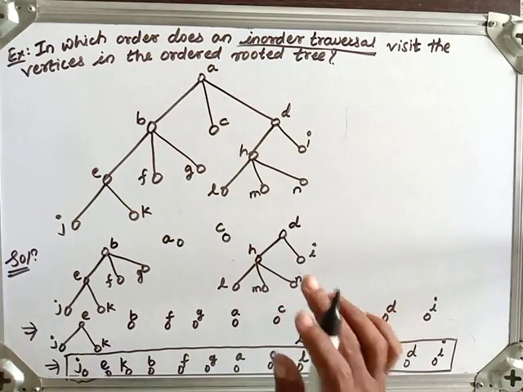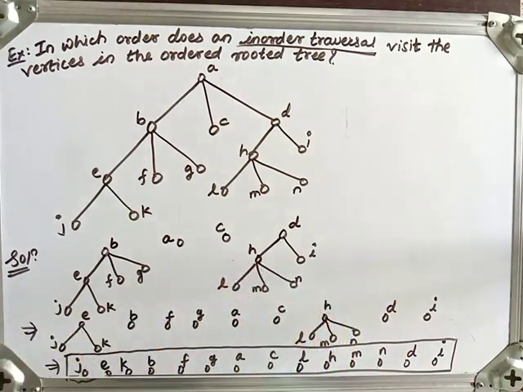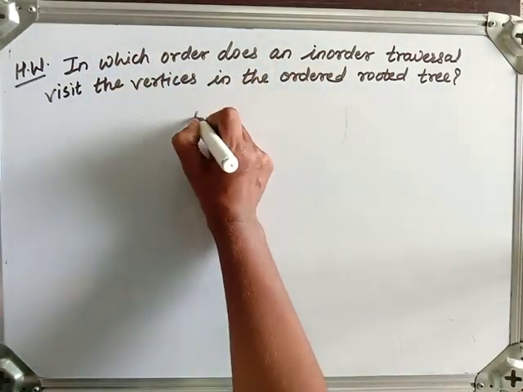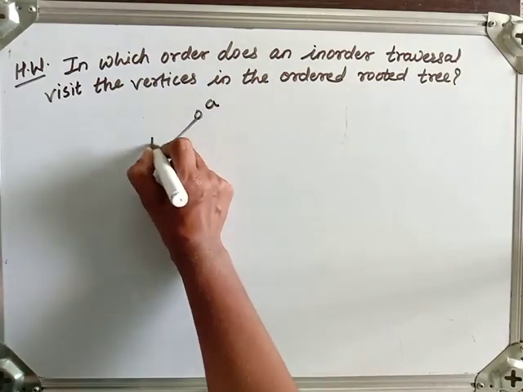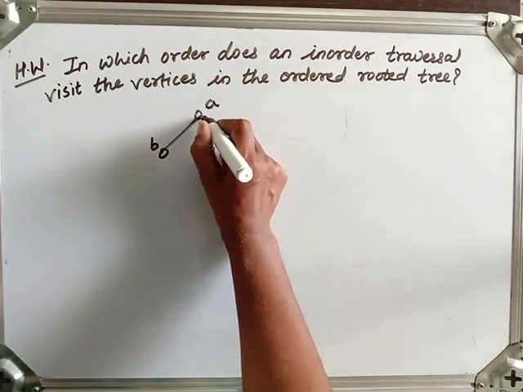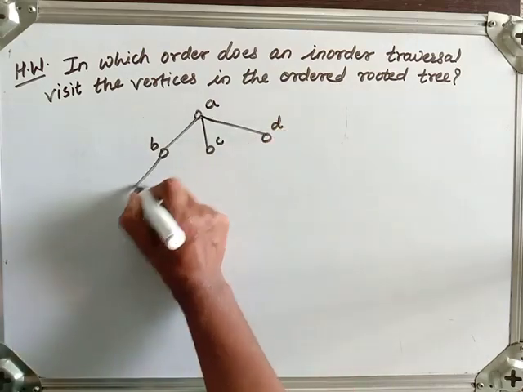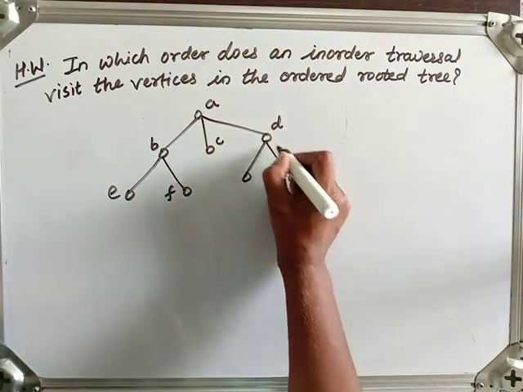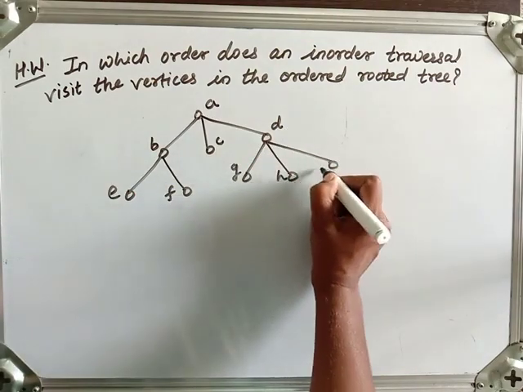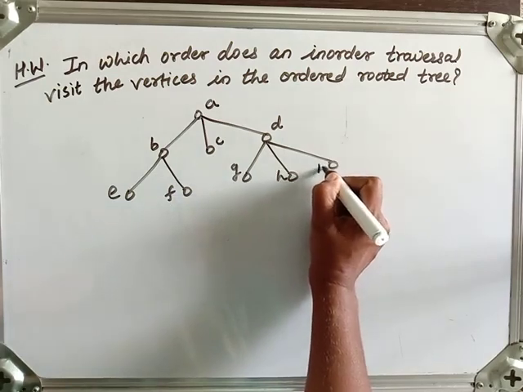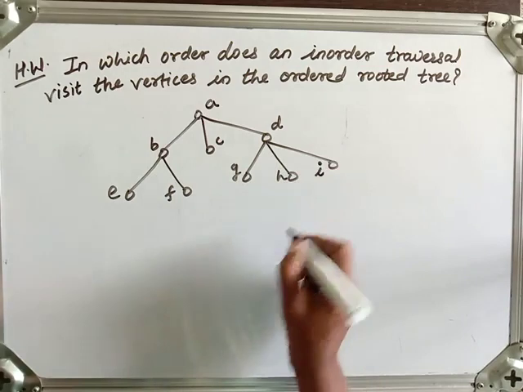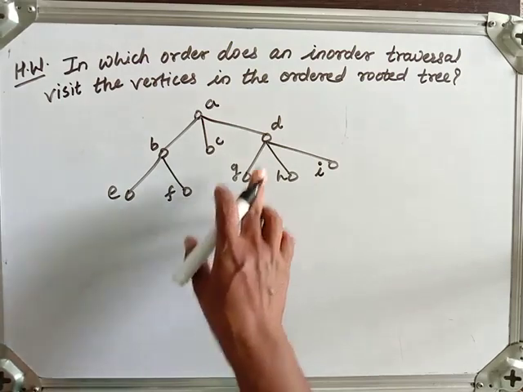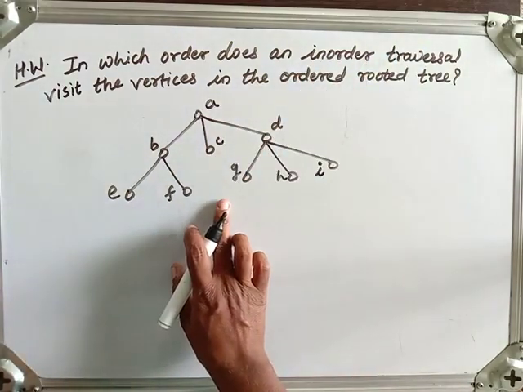Now let me give one example as homework to you of this kind. The same question I had written, simply I will change the tree. So the tree will be as such. Here D, here suppose E and F, and here it has suppose 3 children, G, H and I. Now find out its order using in-order traversal to visit the vertices.